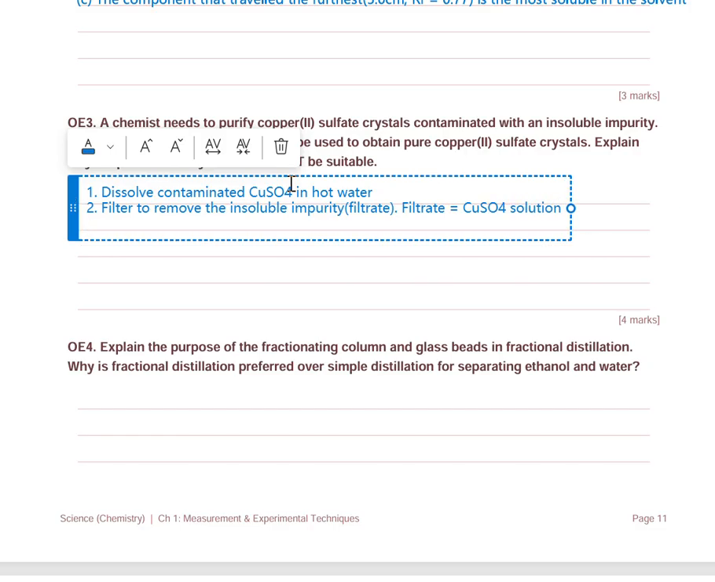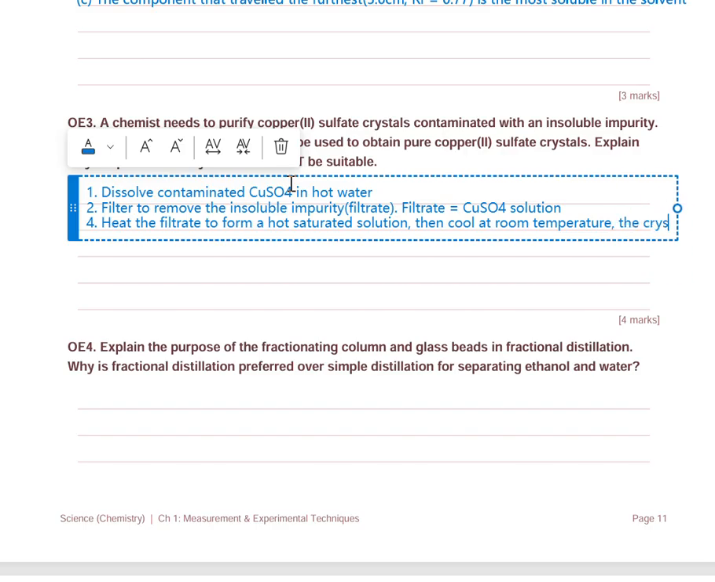Okay. Step 3. Heat the filtrate to form a hot saturated solution. Then cool it to room temperature, where the crystals are actually formed.